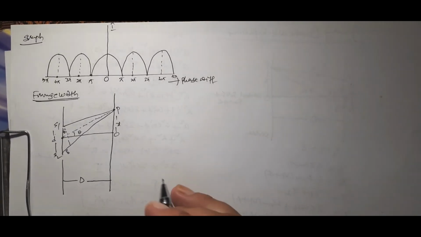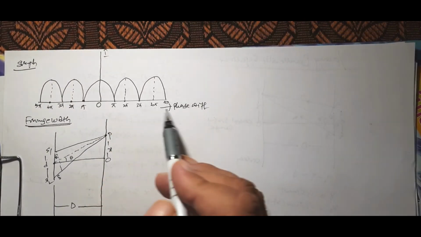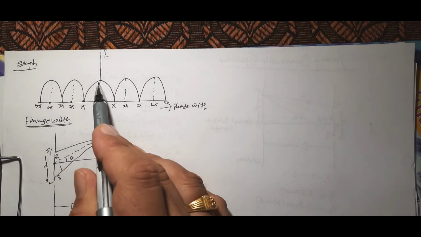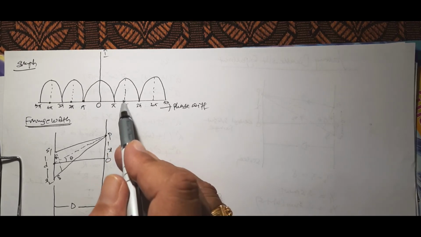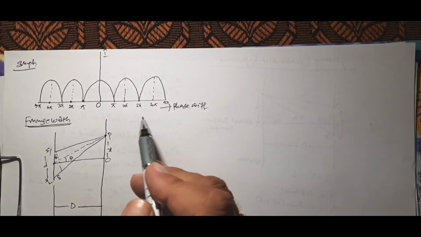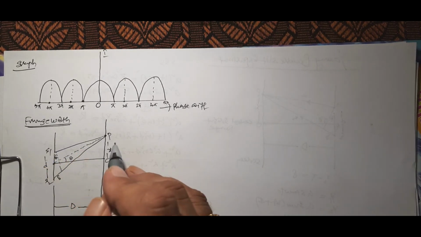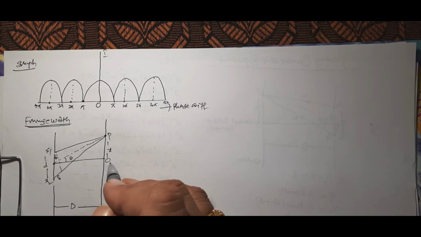So here we will see the graph between intensity and the phase difference. If the phase difference is 0, then the intensity of light becomes maximum. If the phase difference is pi, the intensity of light is minimum, and at 2 pi it is maximum. So in interference, bright and dark fringes are formed on the screen, which have equal width.